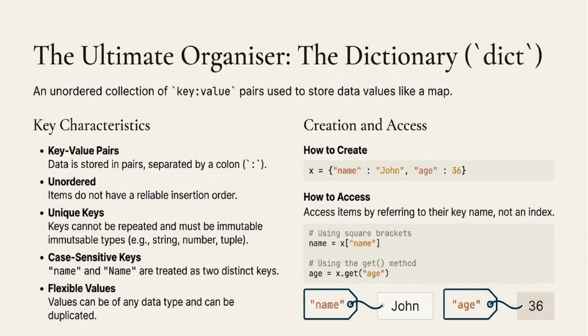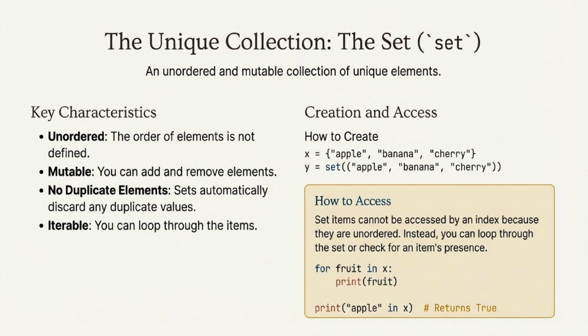Dictionaries store data in key value pairs. They are ideal when you want fast lookups based on a meaningful key rather than an index. Keys must be unique and immutable, while values can be of any type. Sets store unordered unique items. They automatically remove duplicates and are extremely useful for tasks like membership testing, removing duplicates from a list, and performing mathematical set operations.